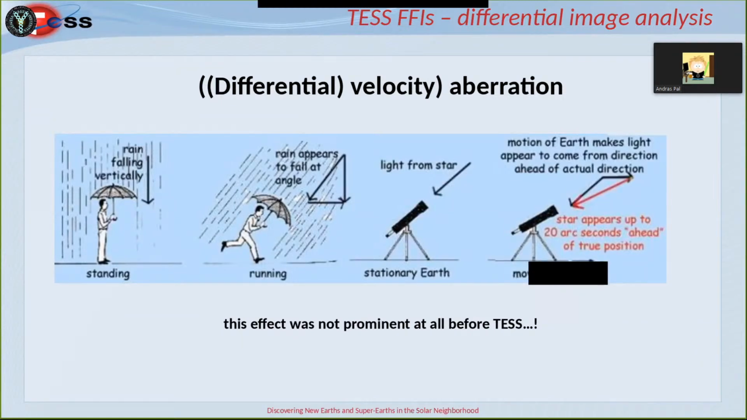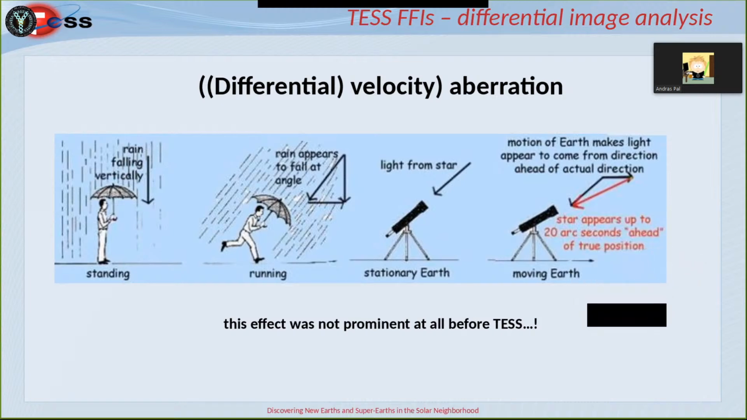So we all know this type of aberration when we are walking in or running in rain or driving in rain. And exactly the same effect can be observed if someone uses a telescope. Because the Earth orbits the Sun, there can be a slight difference, on the order of 20 arcseconds, because of the motion of the star.